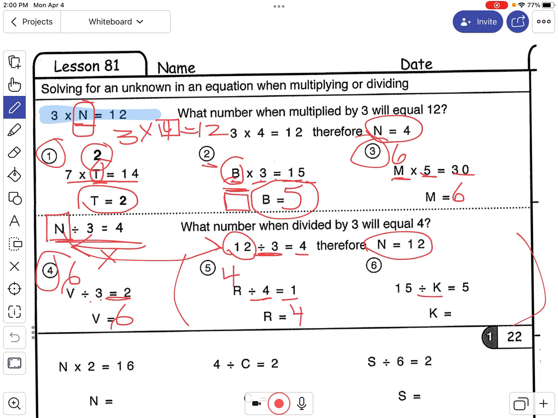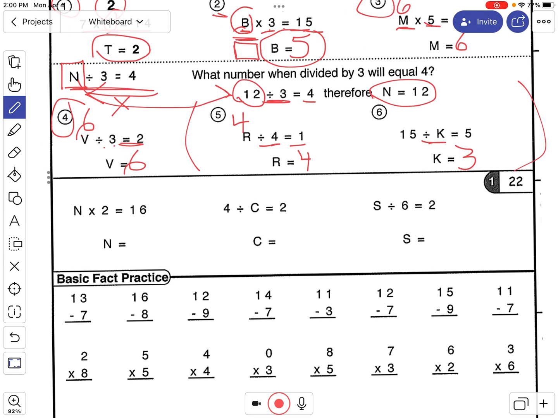And then 15 divided by some number equals 5. What number do I have to divide 15 by to get 5? 5, 10, 15. There are 3 5's in 15, so the answer is 3. Okay, pause the video and do this box with the check answer. Make sure you do the check answer down there, and then turn the video back on.